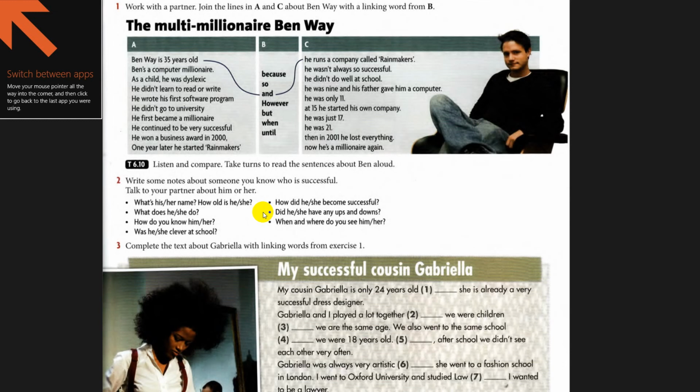He didn't go to university, because at 15 he started his own company. He first became a millionaire when he was just 17. He continued to be very successful until he was 21. He won a business award in 2000, but then in 2001 he lost it all. 1 year later he started Rainmakers, and now he's a millionaire again.